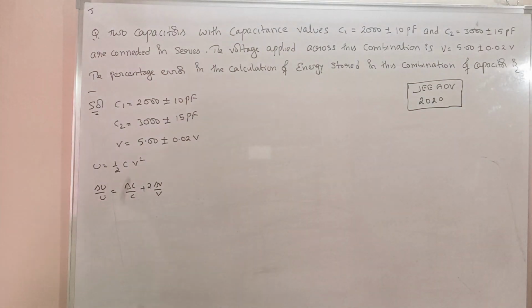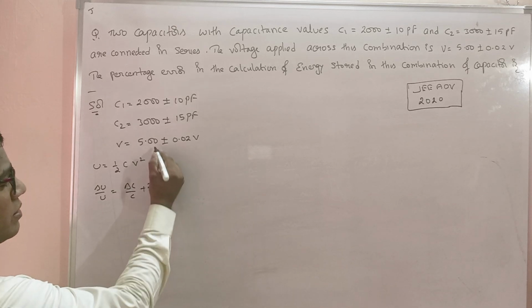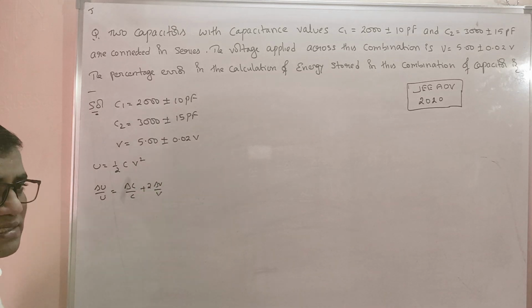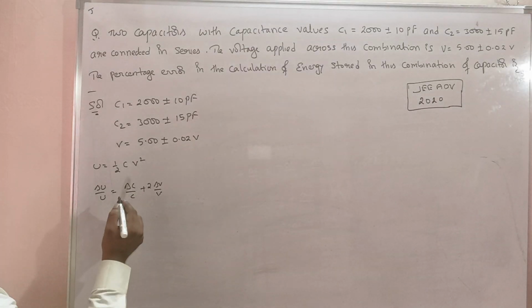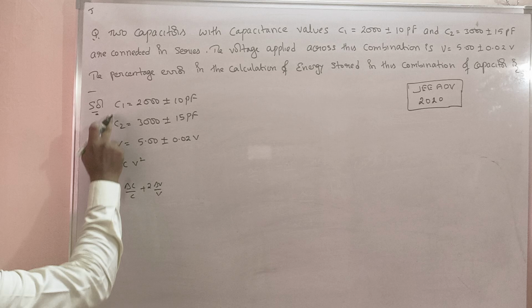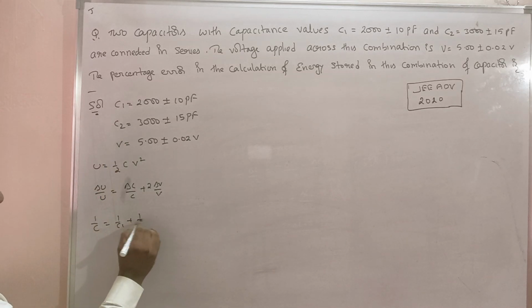So in this expression, delta V and V are given. Delta C and C: C is the effective capacitance. We have to calculate it. So how to calculate? Given these two capacitors are connected in series, so 1/C = 1/C1 + 1/C2.